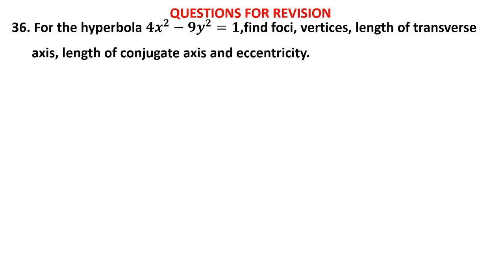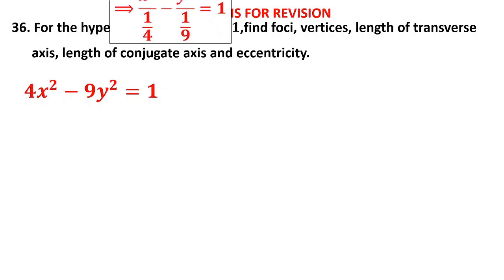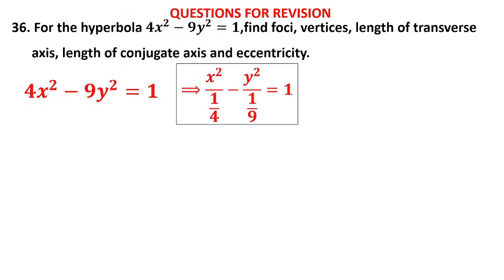Let us go to question 36. Hyperbola is given 4x square minus 9y square is equal to 1. You have to find its foci, vertices and everything. Okay, well, let us now try to convert it into a general equation, that is a standard equation, whatever you call. It should be x square by 1 by 4 minus y square by 1 by 9 is equal to 1. This is having x square by a square minus y square by b square is equal to 1.